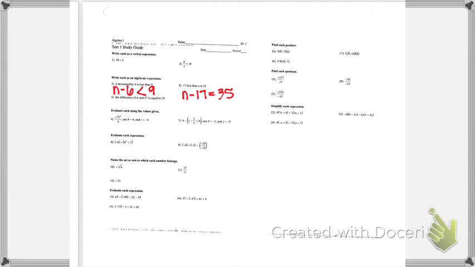And number 5, the difference of w and 17 is 29. So since we know that 29 is the answer and it's positive, that tells me that 17 will come after the w. We're finding the difference, which is subtract. So w minus 17 equals 29.